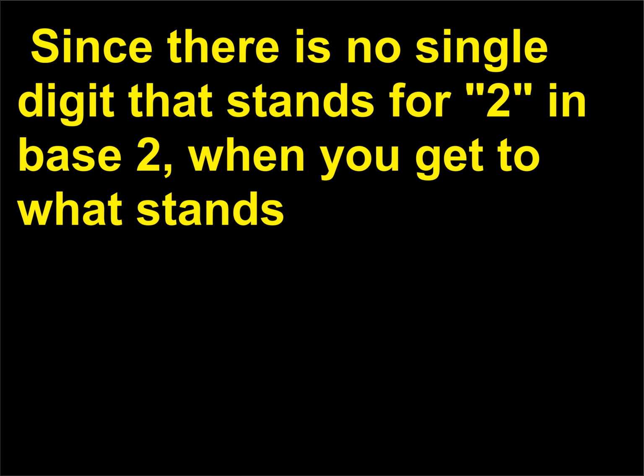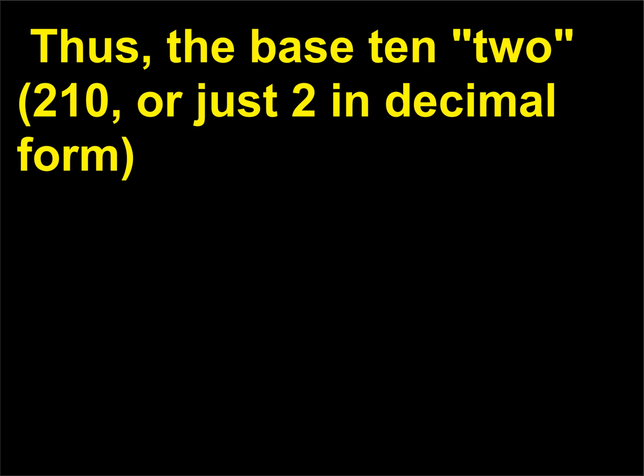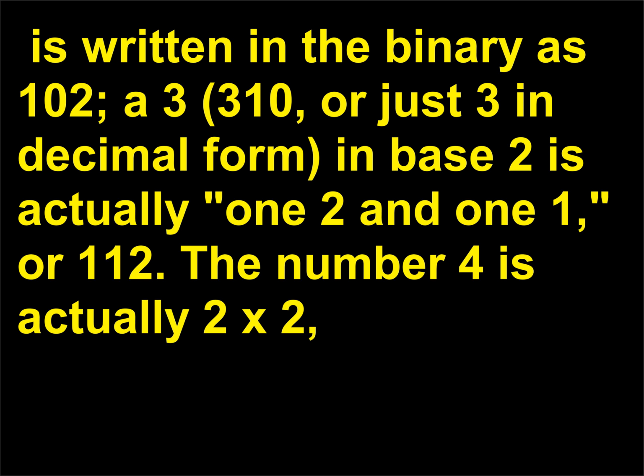Since there is no single digit that stands for 2 in base 2, when you get to what stands for 2, you put a 1 in the 2's column and a 0 in the units column, creating one 2 and no 1s. Thus, the base 10 number 2, or just 2 in decimal form, is written in binary as 10 base 2. A 3, or 3 in decimal form, in base 2 is actually one 2 and one 1, or 11 base 2.